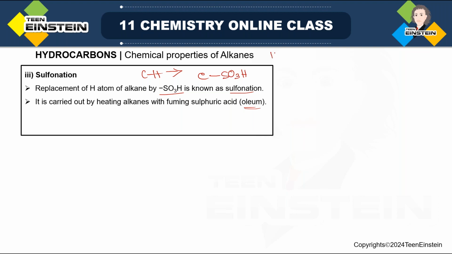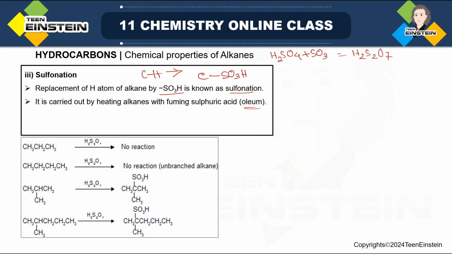Now fuming sulfuric acid is mixture of H2SO4 plus SO3, sulfur trioxide. Sometimes it is written as H2S2O7, oleum, fuming sulfuric acid, very strong. Here we have some examples. First we have taken propane and it is mentioned here in presence of H2S2O7 that there is no reaction. But why it is so? We will come to that point.